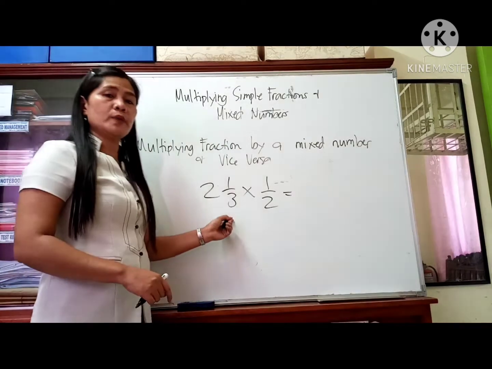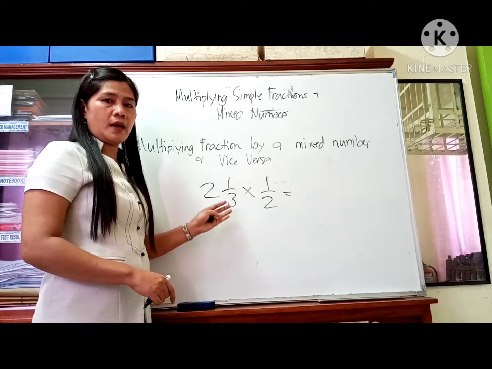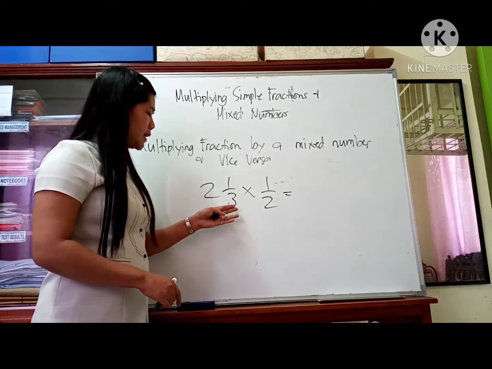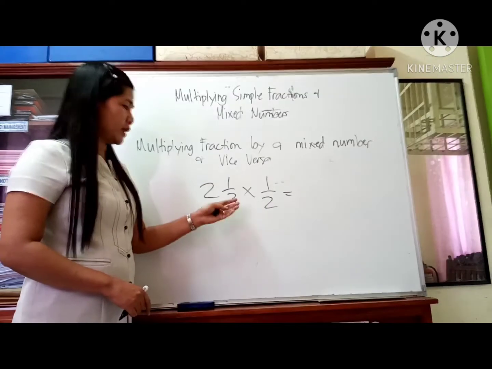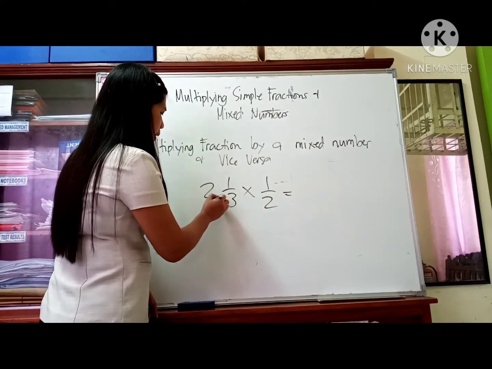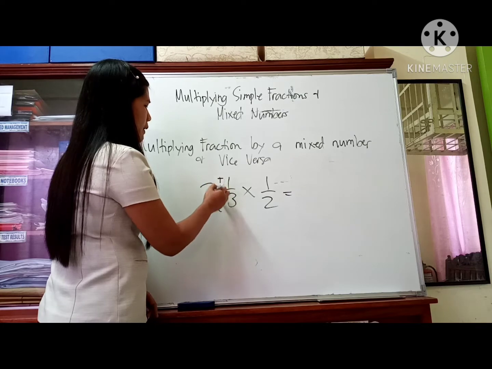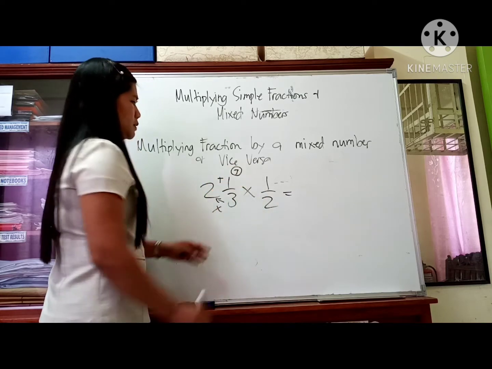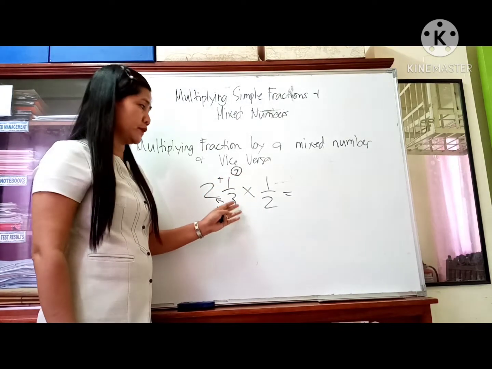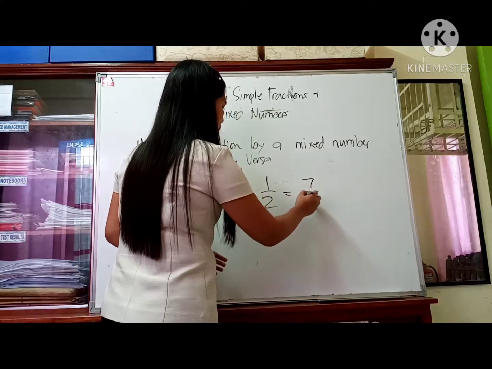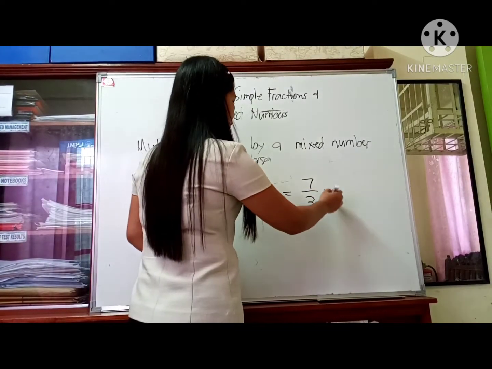So first, you are going to change the mixed number into an improper fraction. How? By just multiplying the denominator to the whole number, then add the numerator. So in this example, we will multiply 3 times 2 is equal to 6 plus 1 is equal to 7. So you have now the new numerator of 7 and then just copy the denominator 3. So you will write it as 7 over 3. Then multiply it with 1/2.